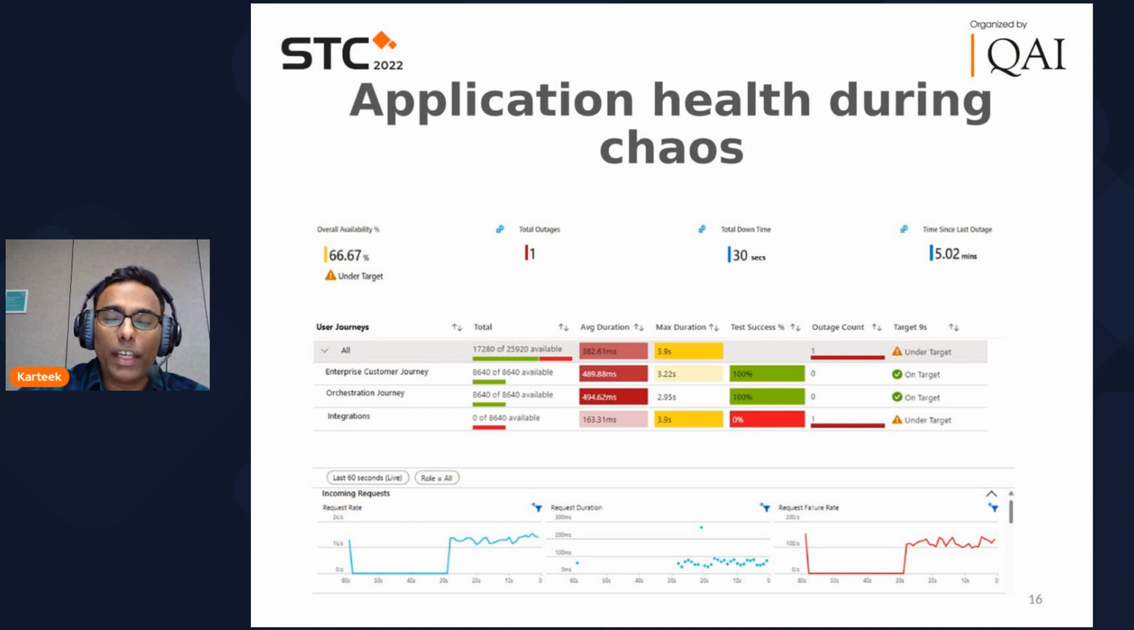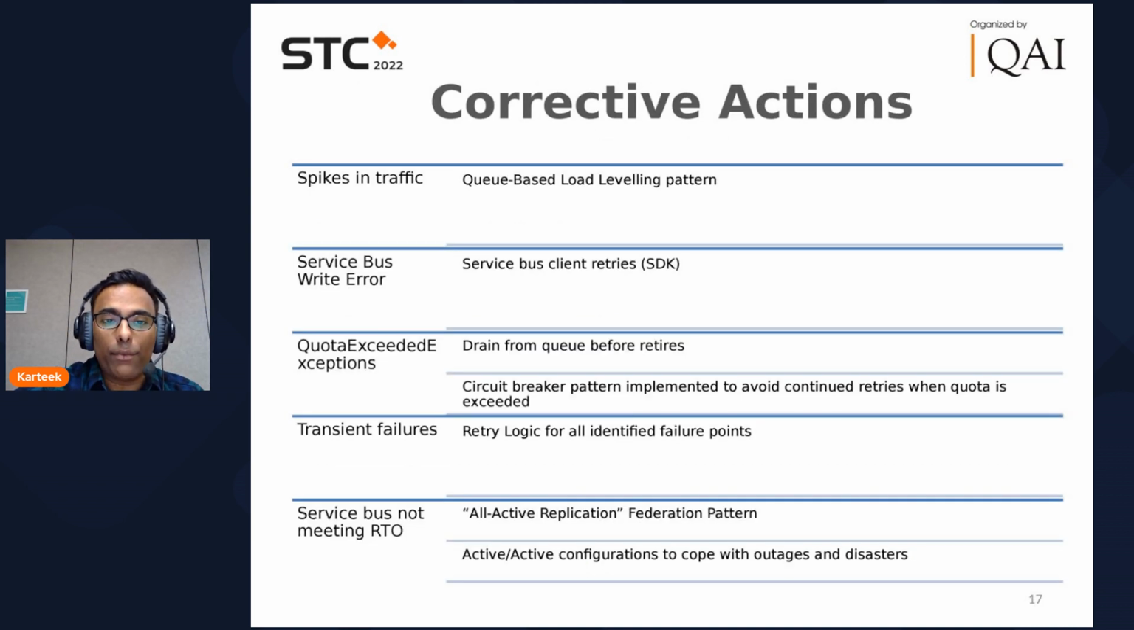So these are the types of metrics that we get that help us decide how resilient the system is and how to build a recovery plan for it. Some of the observations we had and the actions that we took: spikes in traffic were there. All the services were request response services, synchronous. We realized that to maintain higher availability and to meet the recovery point objective, so that no message is lost, we had to shift from a request response to a queue based leveling pattern.